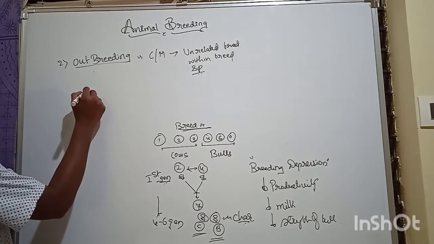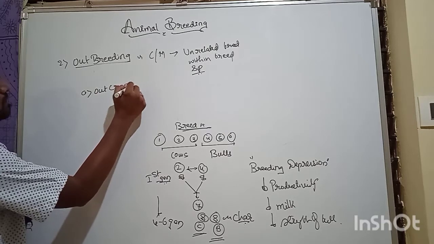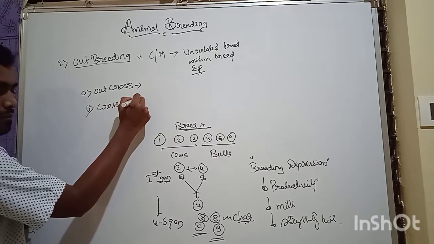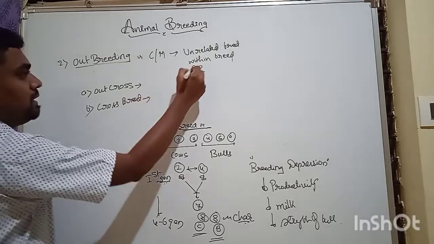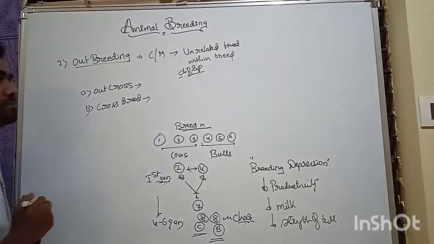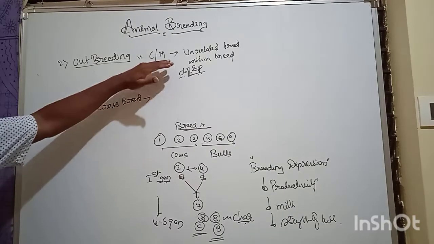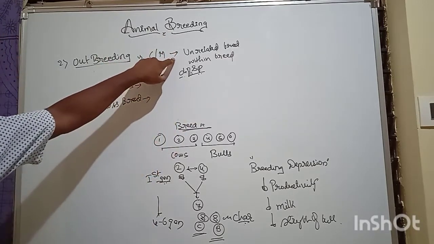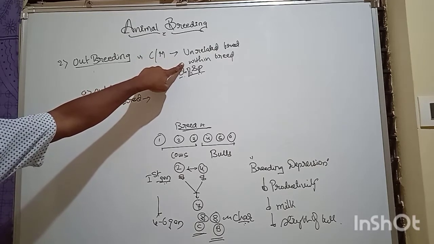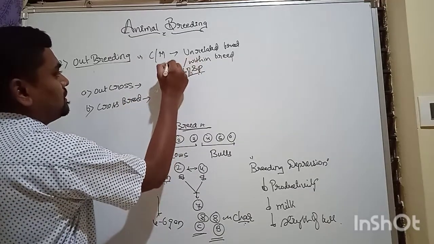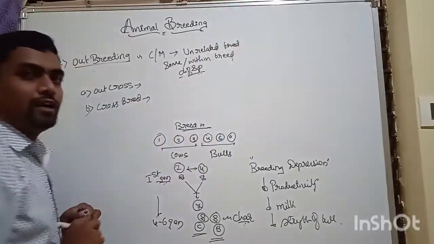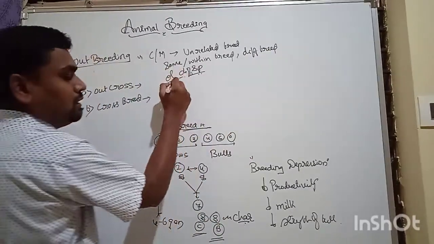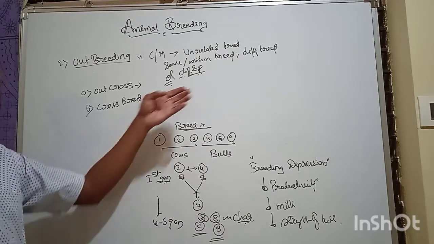Outcross. It has two parts. The second one is crossbreed. It may be the same species or different species. Outbreeding means crossing or mating of two individuals. Always you require two individuals to mate. It may be unrelated individuals of the same breed, or it may be a different breed, or it may be a different species.